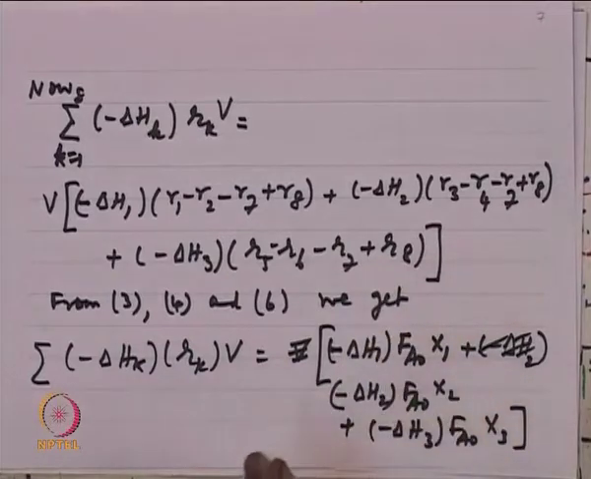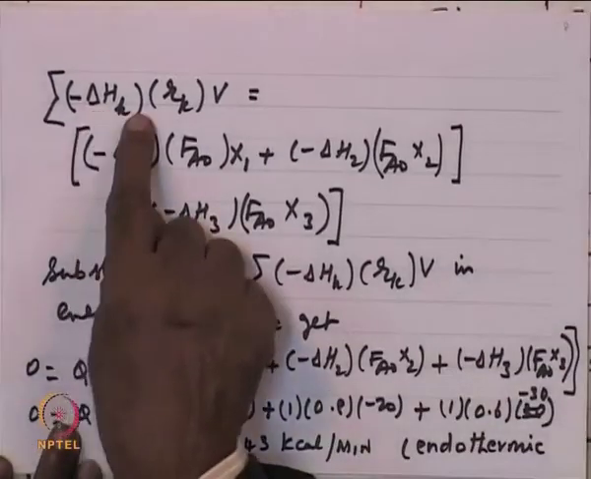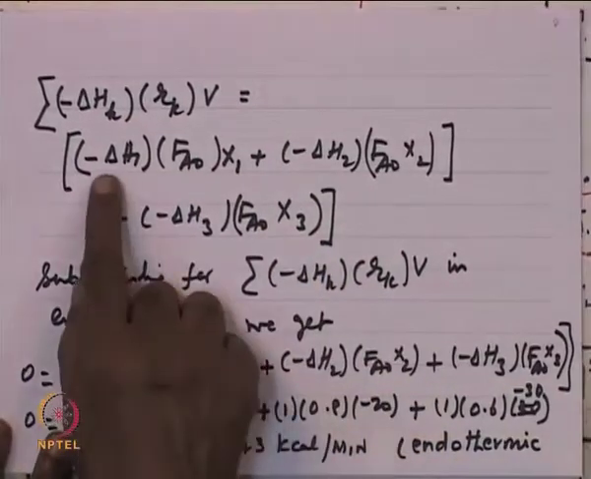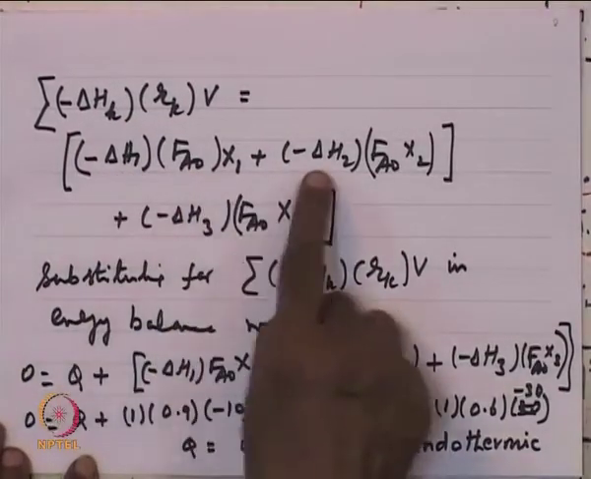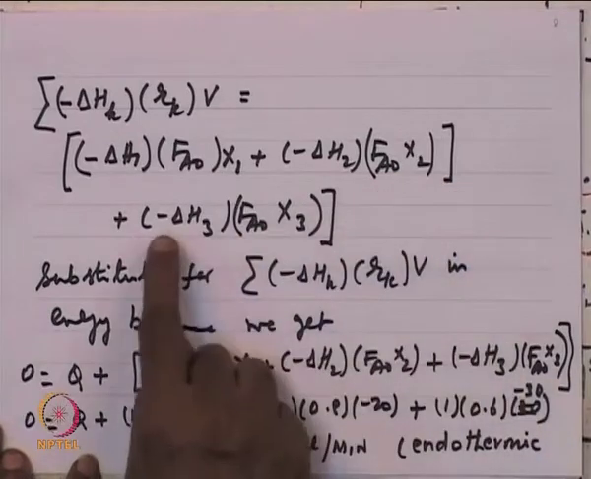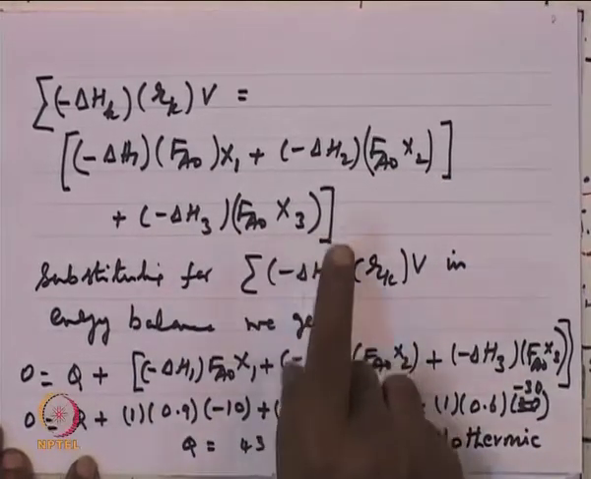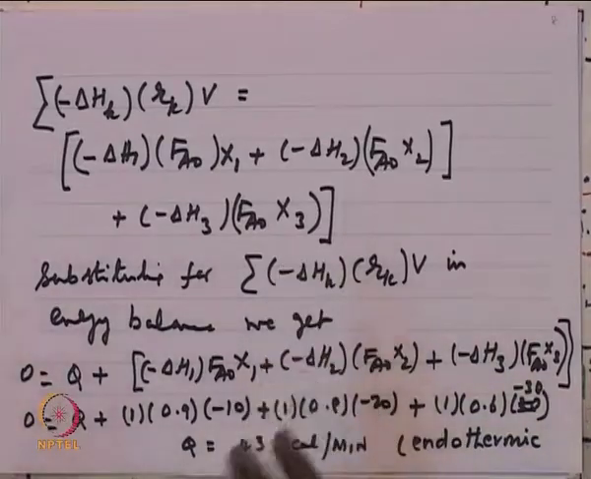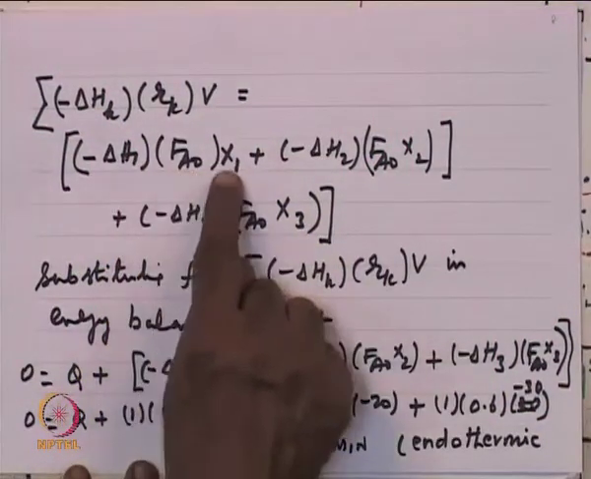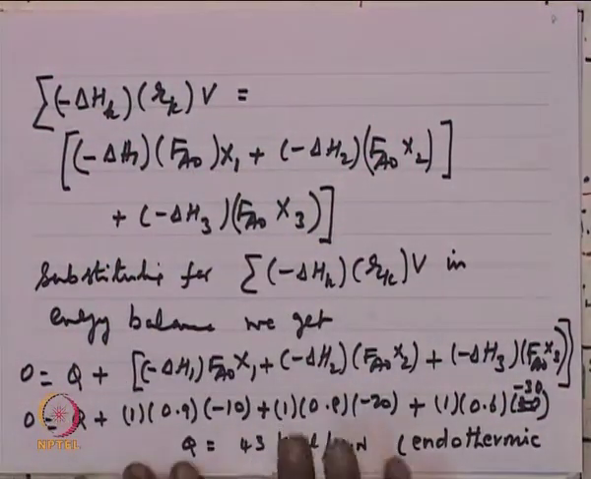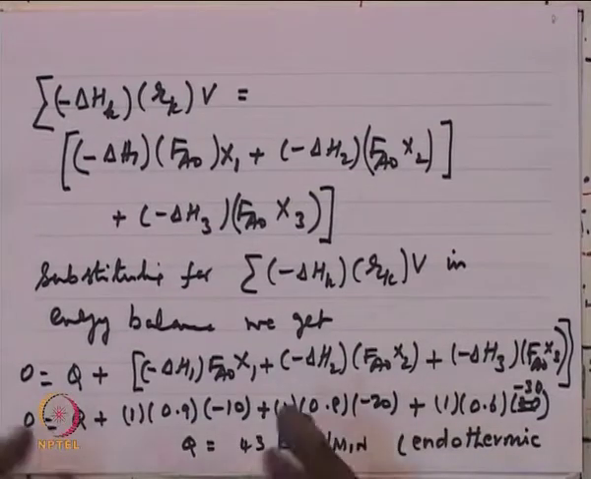So, this is how it is formulated, and therefore this whole term, sigma delta Hk rk V, can now be written as minus delta H1 FA0 X1 minus delta H2 FA0 X2 minus delta H3 FA0 X3. So, the whole idea of using this approach of multiple reactions is that you can conveniently replace rk V with FA0 X1. That is the advantage, and that is what makes it much simpler to manage multiple reactions.